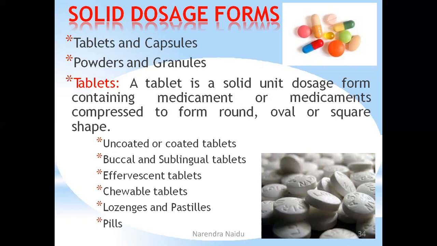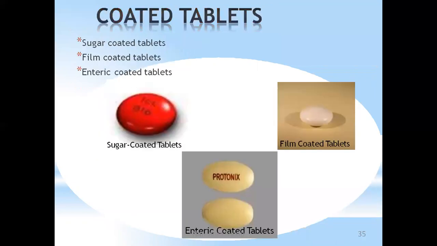So the tablets can be available in round shape, oval shape or square shape. What are tablets? First of all, tablet is a solid unit dosage form with medicament. These may be uncoated tablets, coated tablets, buccal and sublingual tablets, effervescent tablets, chewable tablets, lozenges and pills. Many types of tablets are available.